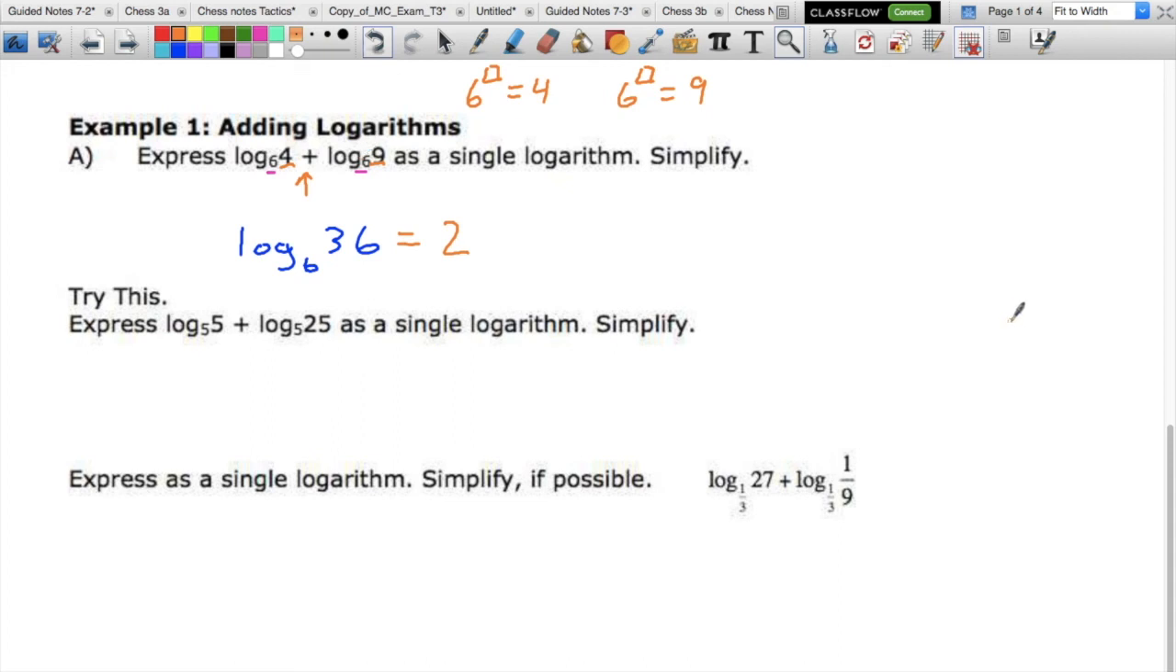What's log base 6 of 4? I don't know. What's log base 6 of 9? Not sure. But I know log base 6 of 36 is 2. That I do know, because 6 to the power 2 is 36. Question?